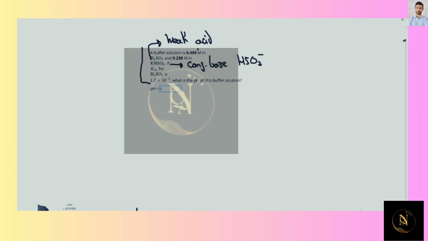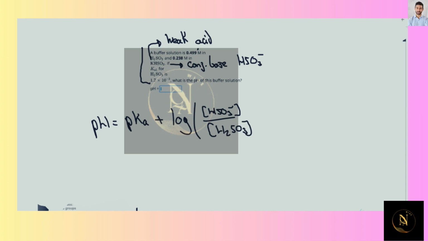So the pH for this buffer is going to be given by the Henderson-Hasselbalch equation, which tells us that the pH is equal to the pKa plus the logarithm of the concentration of the conjugate base, in this case HSO3 minus, divided by the concentration of the weak acid, H2SO3.